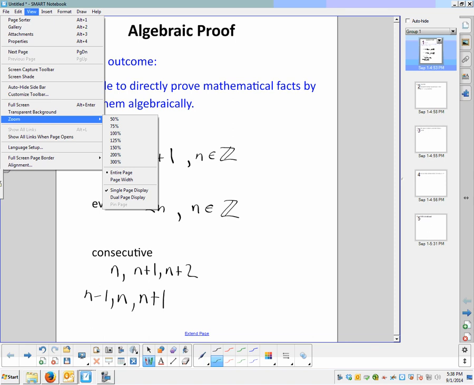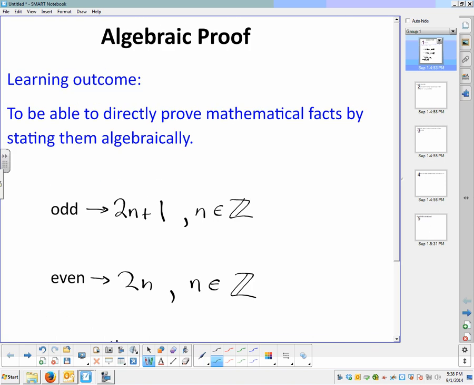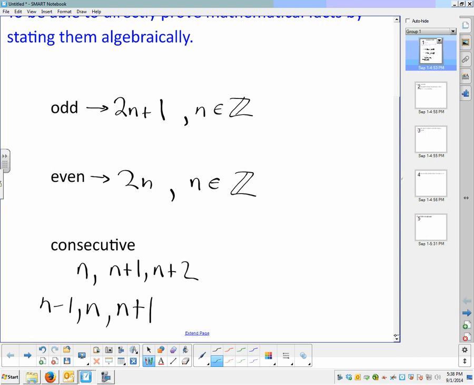Depending on what you're doing, you might choose to represent your consecutive numbers slightly differently. Okay, so let's get started.